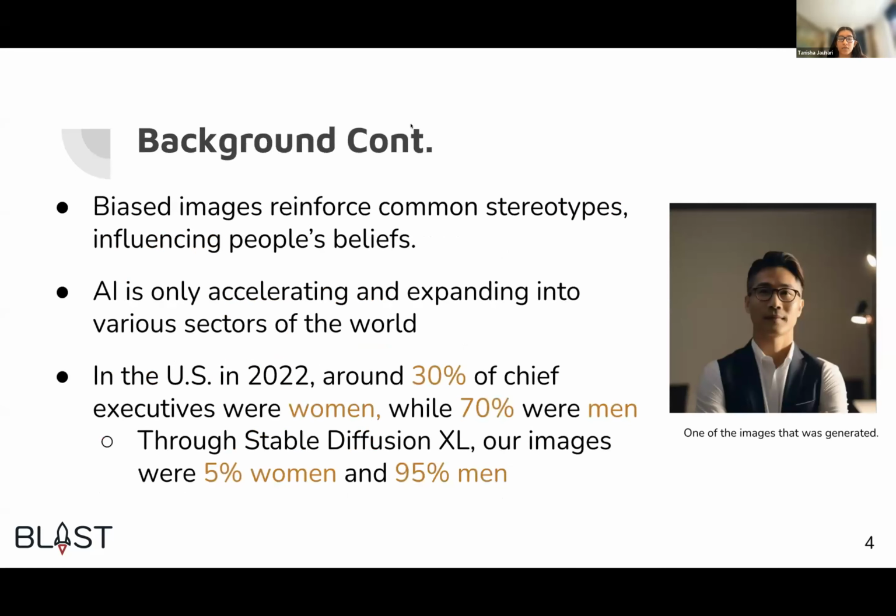So biased images reinforce common stereotypes, influencing people's beliefs, which is why this is a problem. And AI is only accelerating, especially in the last year, and expanding into various sectors of the world, such as business, healthcare, and just people's everyday use. So an example of the bias is around 30% of chief executives were women in the US in 2022, and 70% were men. But through the images that we generated through Stable Diffusion, only 5% were women and 95% were men. So to the right is one of the images that was generated by Stable Diffusion.